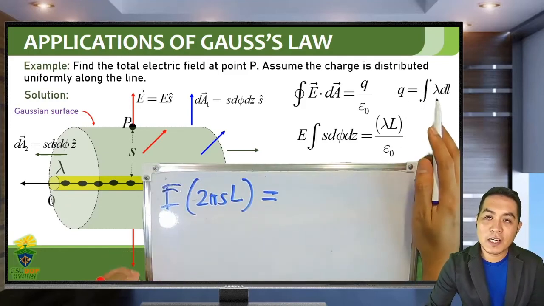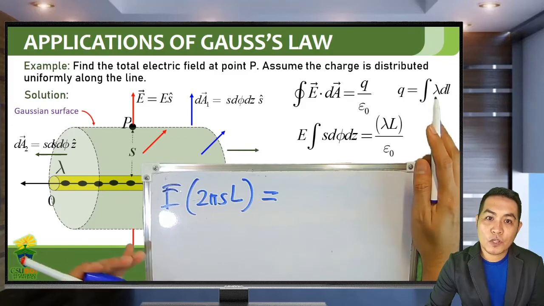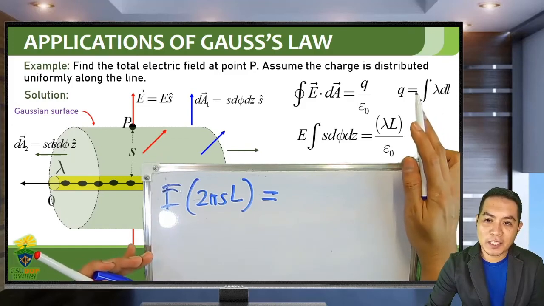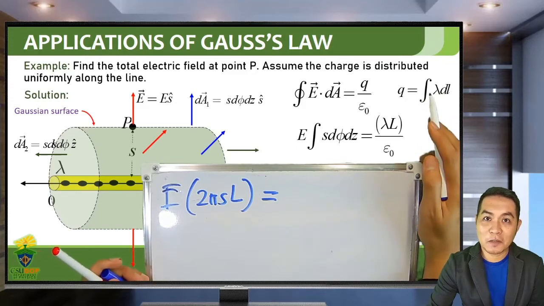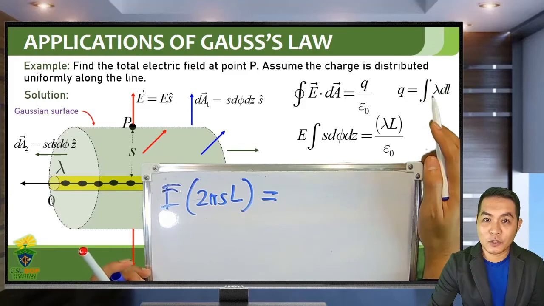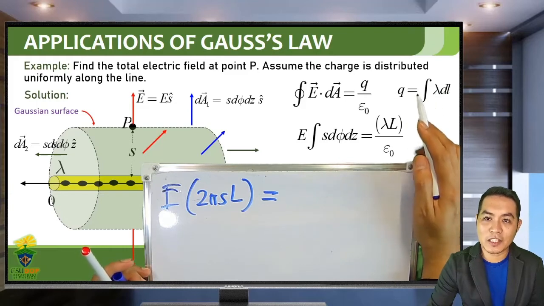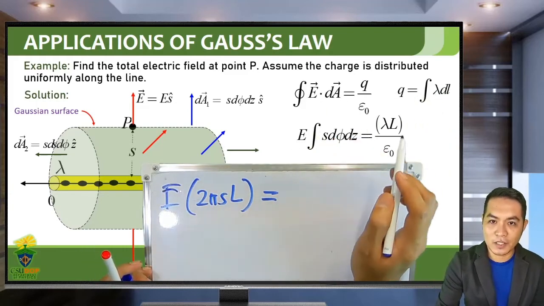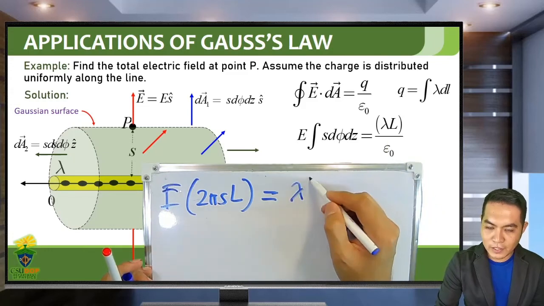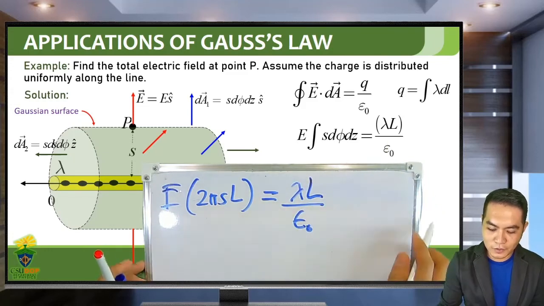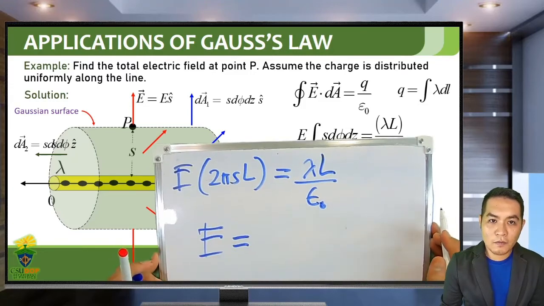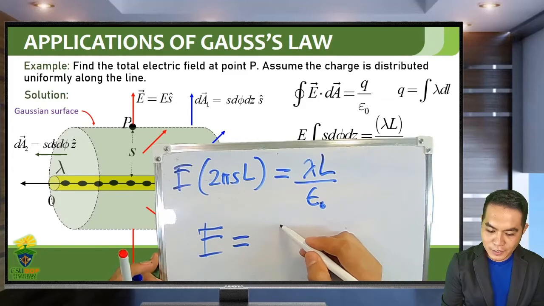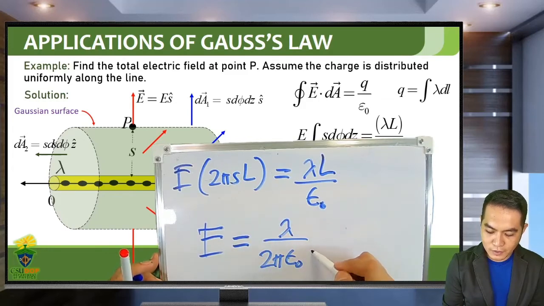Since lambda is constant or uniform, you can take it out of the integral and then you will be left with the integral of dl, which is just the total length, so L. So therefore the total charge is just lambda times L, which is this one. So lambda times L over epsilon naught. So therefore I can now find the electric field of a line charge, and it's just equal to lambda over 2 pi epsilon naught S.